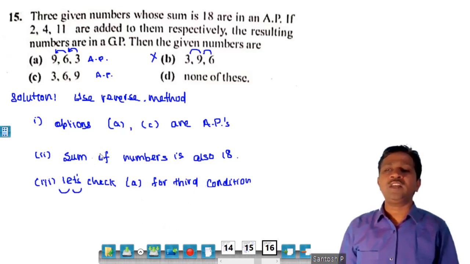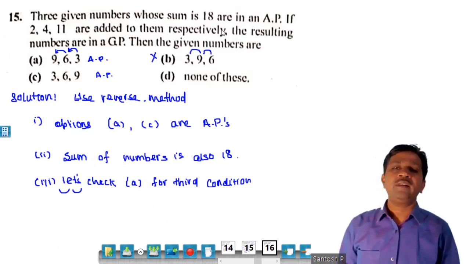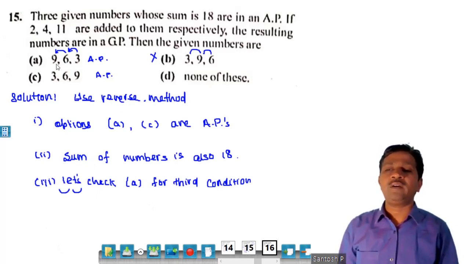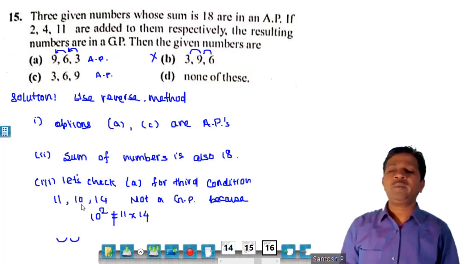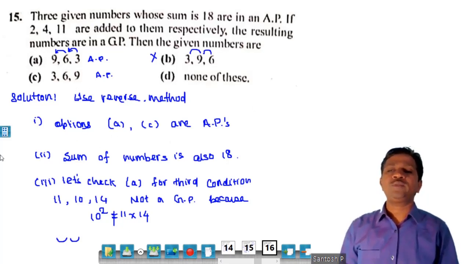Now let us see option A for the third condition. What is given? If we add 2, 4, 11, then we get a GP. If I add 9 plus 2, I will get 11. Then if I add 4 to this 6, I will get 10. And if I add 11 to this 3, I will get 14. And this is not a GP, because the ratios 10 by 11 and 14 by 10 are not the same. Or one may verify whether the product of the first and last terms is equal to the square of the middle term. If it is so, then it is a GP. But it is not satisfied by option A, and therefore option C may be the answer.